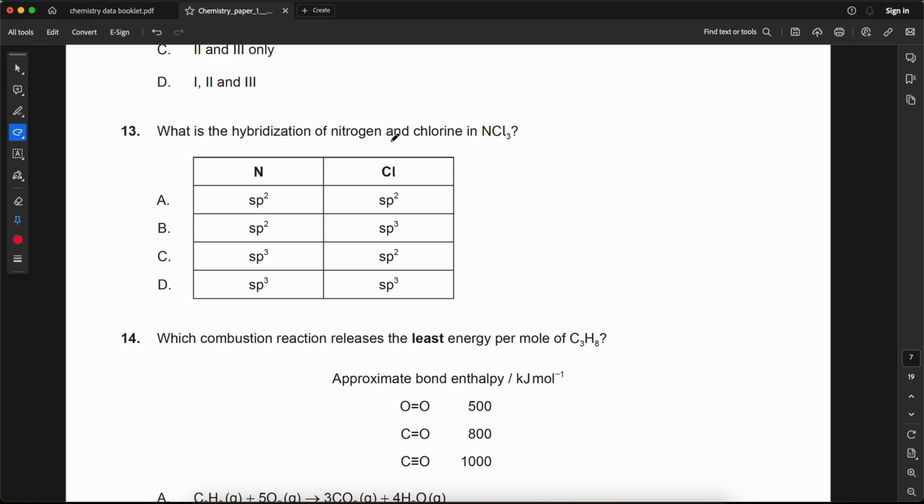What is the hybridization of nitrogen and chlorine? NCl3. So it has 1 lone pair of electrons and 3 bonds right here, so it's 4 domains. 4 domains should be sp3. And for Cl, it also has 3 lone pairs, so 4 domains as well. So it's sp3.